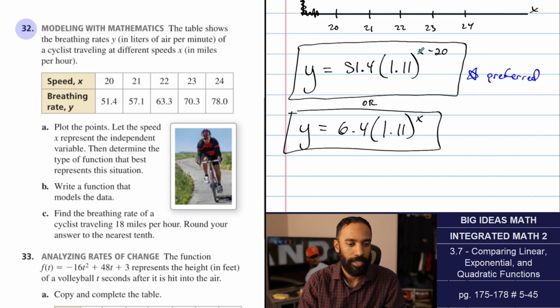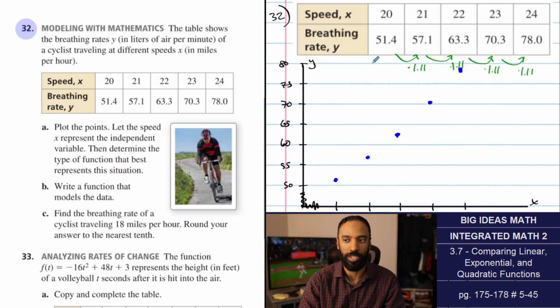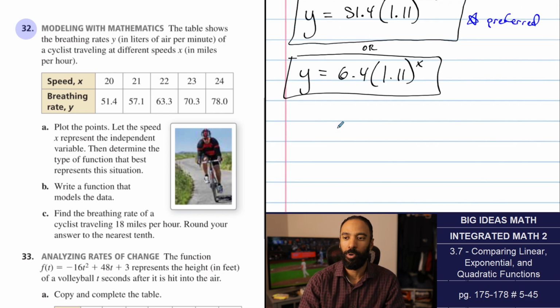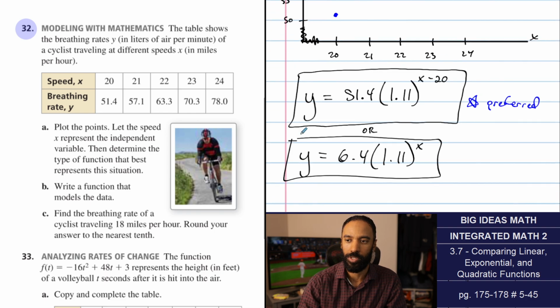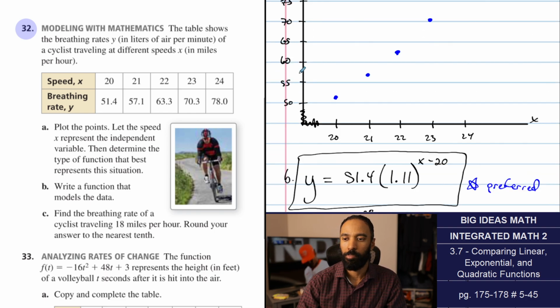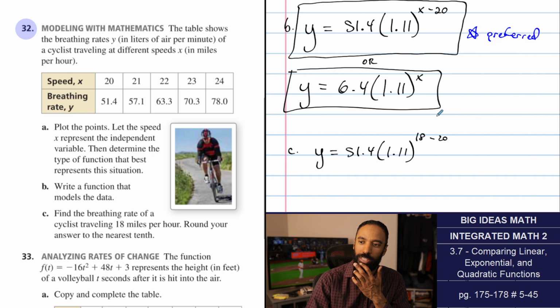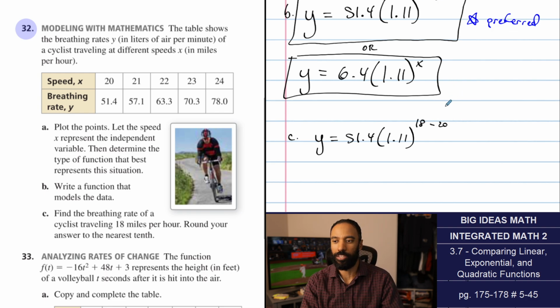There's a part C. Find the breathing rate of a cyclist traveling 18 miles per hour, rounding your answer to the nearest 10th. So we have two different models to work off of. The basic idea is you could divide by 1.11 twice, but this was part B and this was part A. We could also plug in 18 into either of these. I'm more inclined to use the top one.